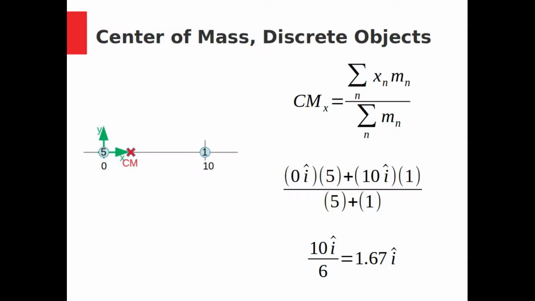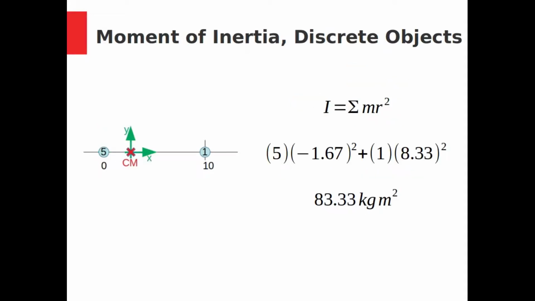Draw the particles on a Cartesian plane, take the mass of each particle, multiply by its x-coordinate, add up the products, and divide by the total mass. We find the center of mass as being 1.67 i-hat meters. Now for the moment of inertia. Remember that the moment of inertia has to account for both the mass and the shape or locations of objects.